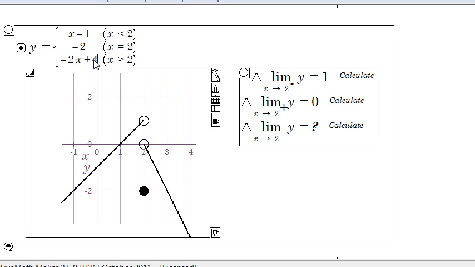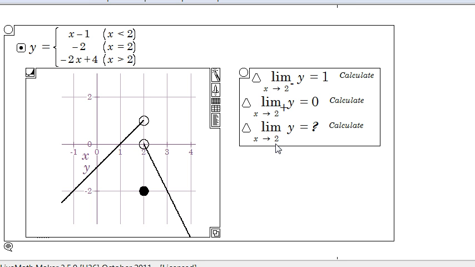left and right-hand limits are different, but still, from the left, the limit is 1. From the right, the limit is 0. Function value is negative 2. It doesn't have anything to do with it. This is an important point: the value of the function at the point you're approaching, I'm approaching 2, so the value at 2 has nothing to do with what the limit is as you approach 2. This is something that you've got to keep in mind.